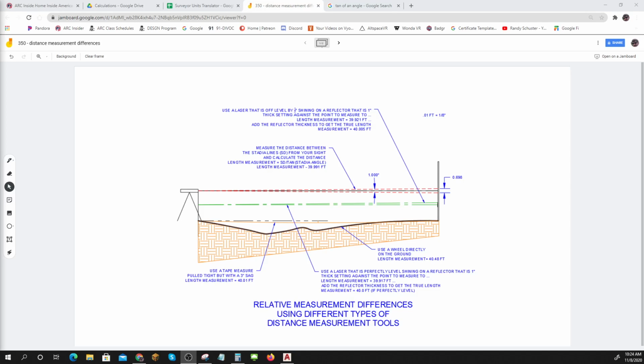Here is some good information that will help you decide what type of measurement tool you're going to use to measure the distance. Remember, when we do a survey, one of the main things we want to know is the distance from our survey point or the instrument and the point on the ground that we're trying to measure.